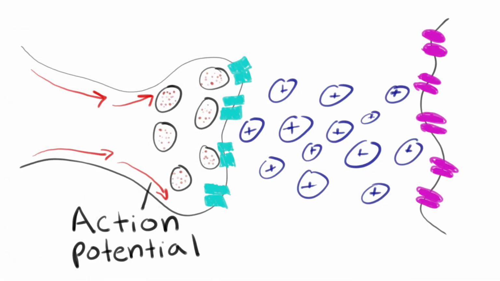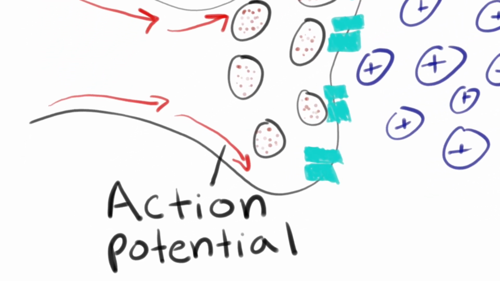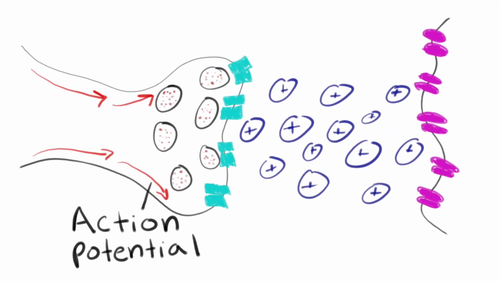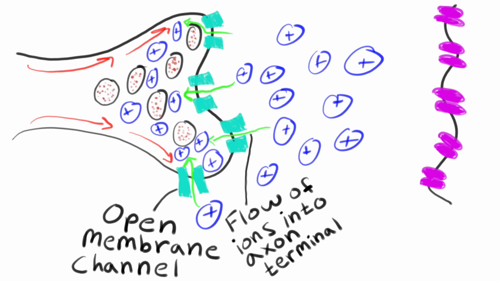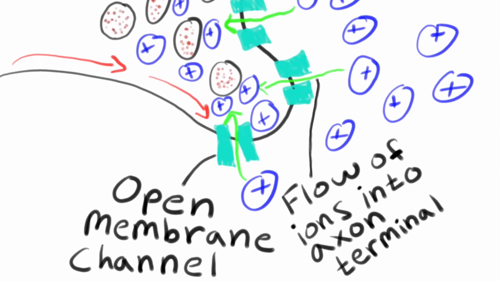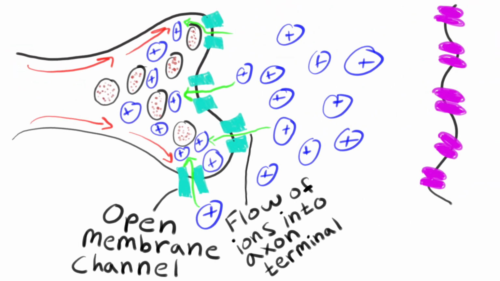How does it all work? First, an action potential comes through the axon of the presynaptic neuron and arrives at the axon terminal. The action potential is an electrical signal that propagates from neuron to neuron. When the action potential arrives, the ions previously outside of the cell flow into the axon terminal through the channels, changing the charge from negative to positive.